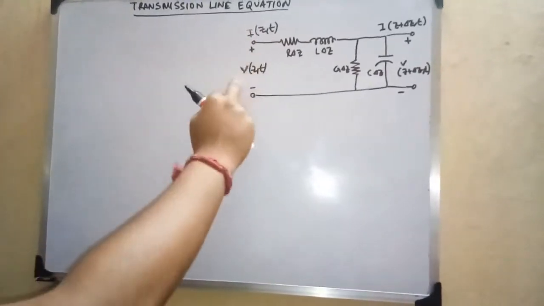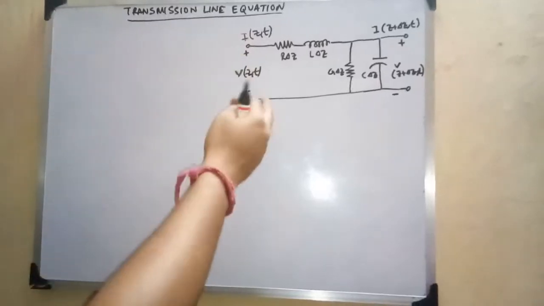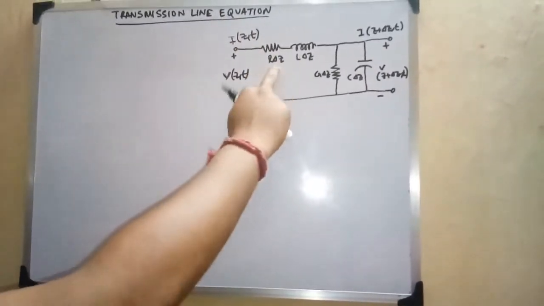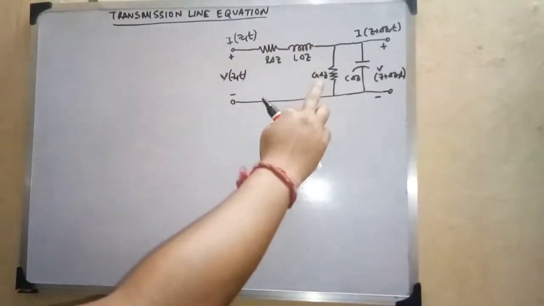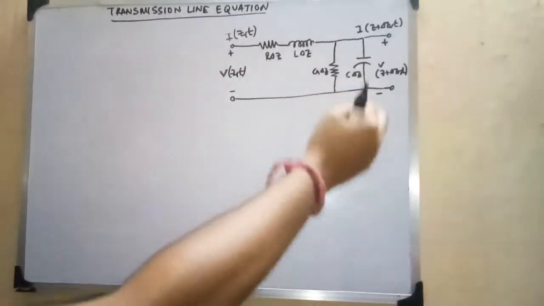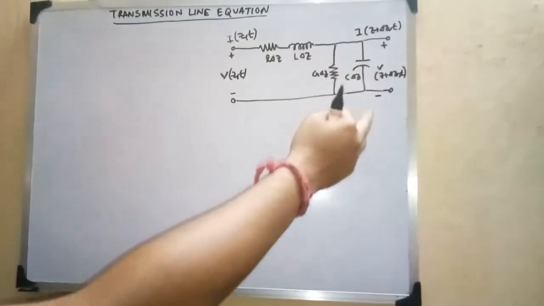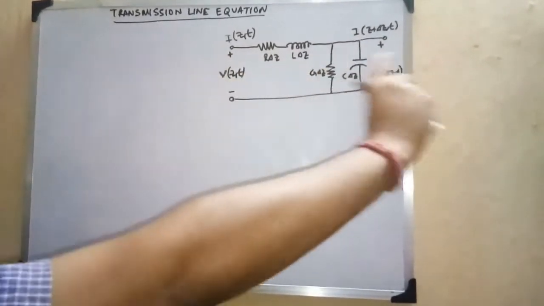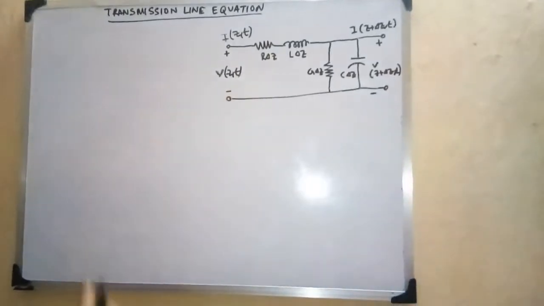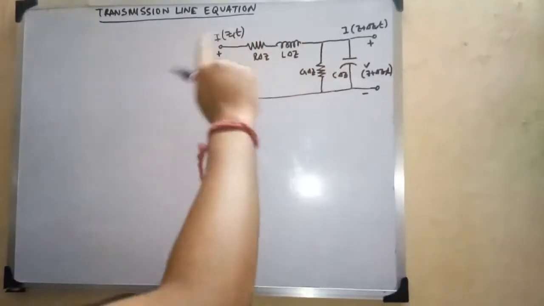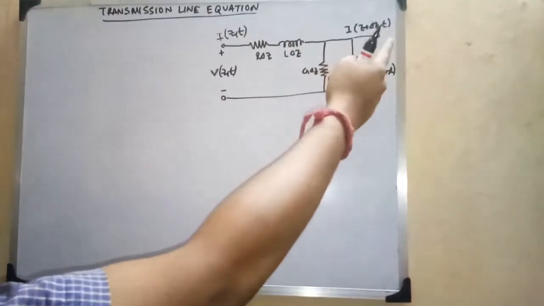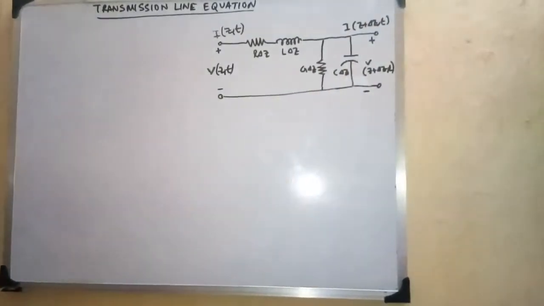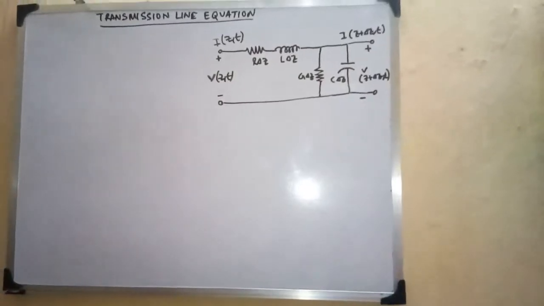And since I and V both are time dependent variables, the t terms are coming. This is your resistance, this is your inductance, this is your conductance, and this is the capacitance, right? And at the output section the current is getting some change because of the finite length of the transmission line, which is given as del z. So in place of z we will simply write I(z plus del z, t) and V(z plus del z, t), right? Now let us see how to deduce this expression.